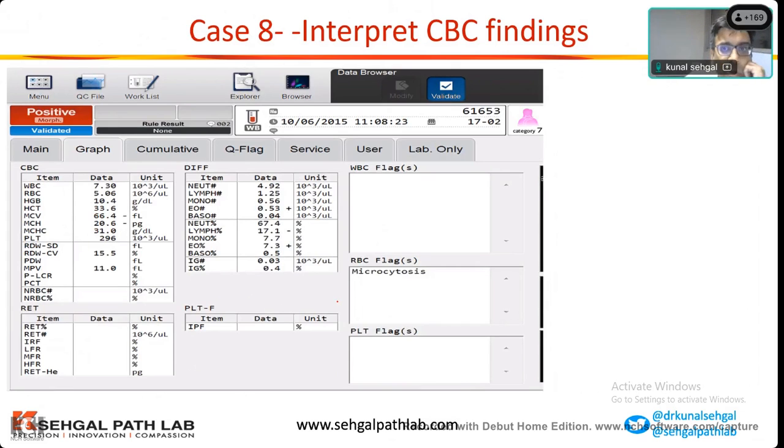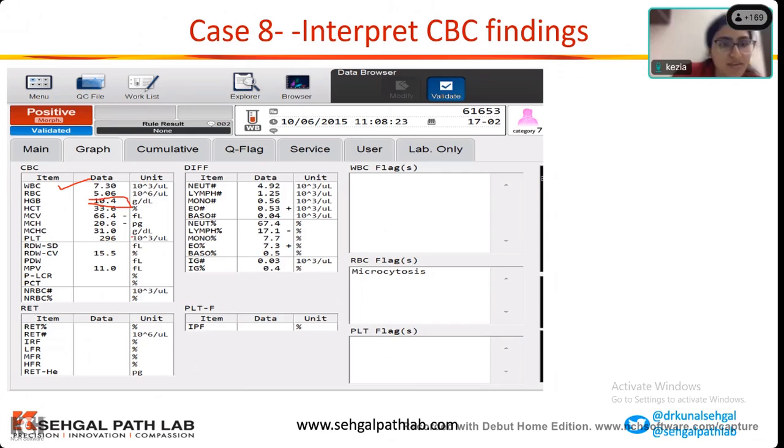So, Dr. Kezia, no histograms, just the CBC. Please interpret. Patient is a 21-year-old female. WBC count is within normal limits. RBC is also within normal. Anemia is there. Hemoglobin level is decreased.